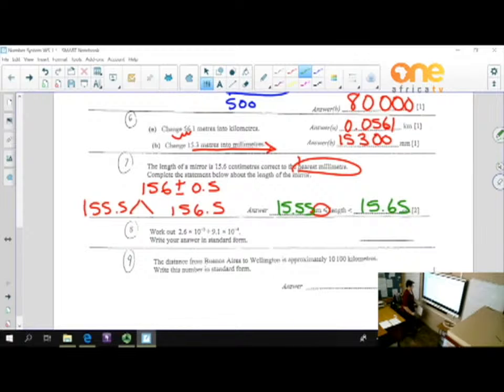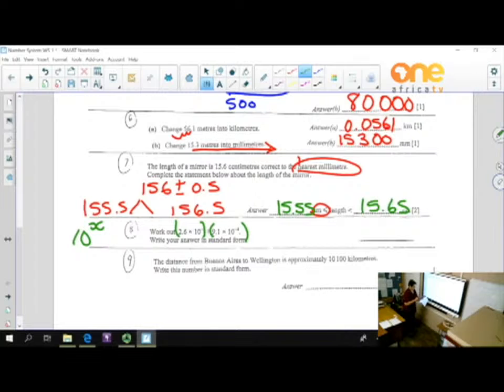15.65. Question 8. Write your answer in standard form. Now first we have to do the sum. You'll have to use brackets here, otherwise we won't get the correct answer. Now on your calculator, there's a button at the bottom which says 10 to the power of x. Can you see that one? This is what we're going to use here.